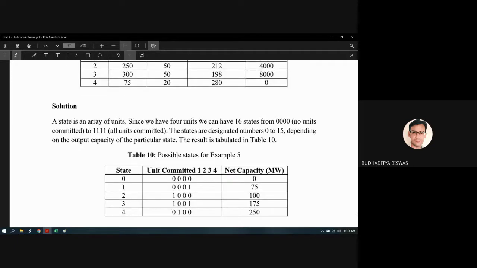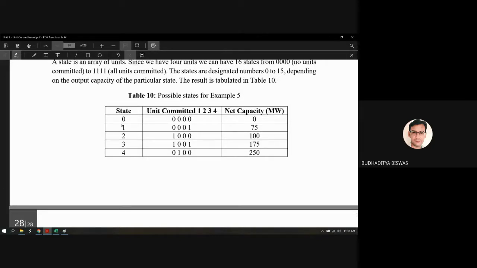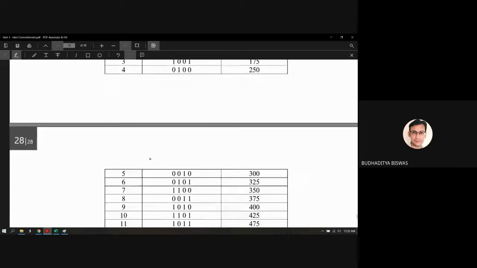So a state is an array of units. Since we have 4 units, we have 16 total possible states. From 0, 0, 0, 0 when no units are committed to 1, 1, 1, 1 when all the units are committed. So the states are designated number 0 to 15. Depending on the output capacity of the particular state, the result is tabulated in table 10.